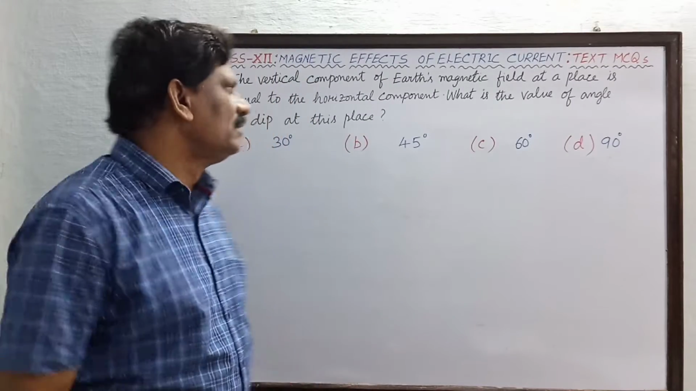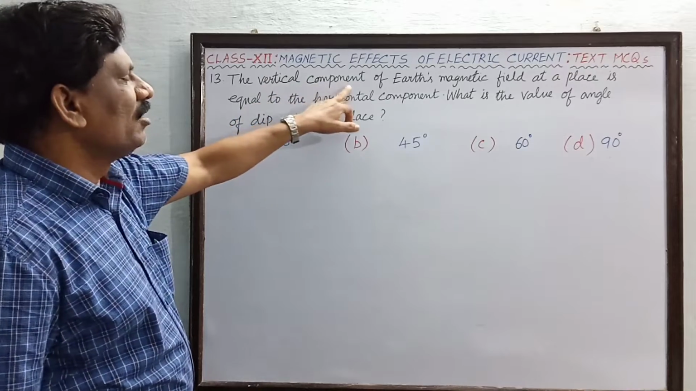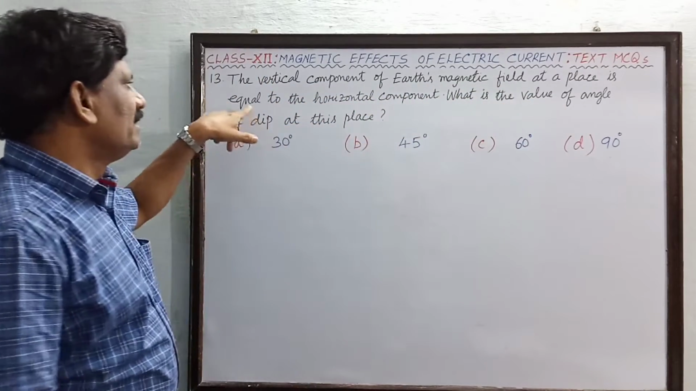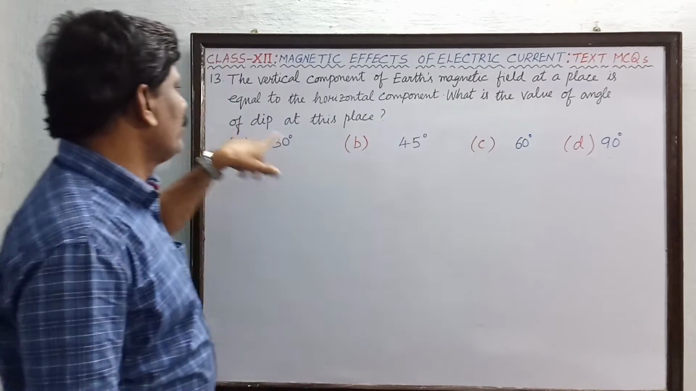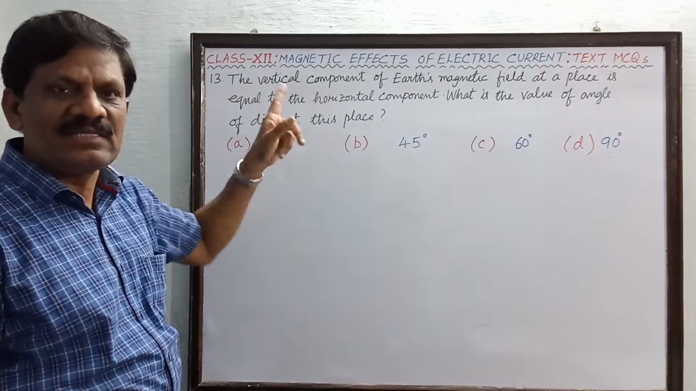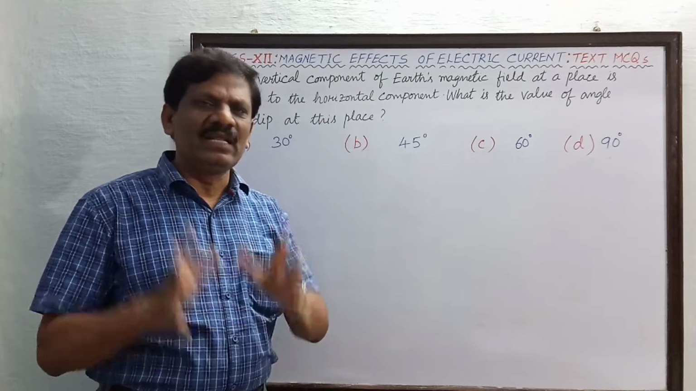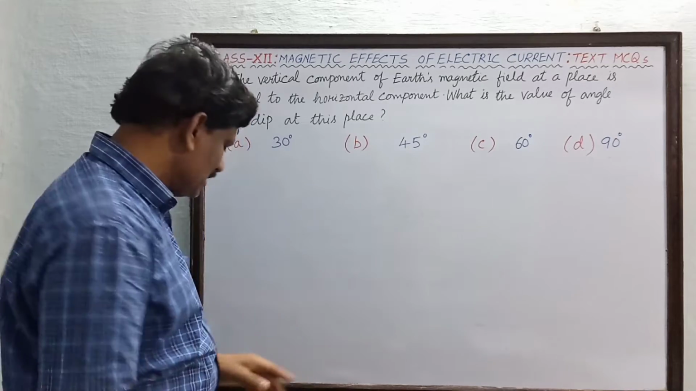Hi students, MCQ number 13. The vertical component of Earth's magnetic field at a place is equal to the horizontal component. So what is the value of the angle of dip at this place? It's a very interesting and easy question, very regularly and repeatedly asked in most of the competitive exams.